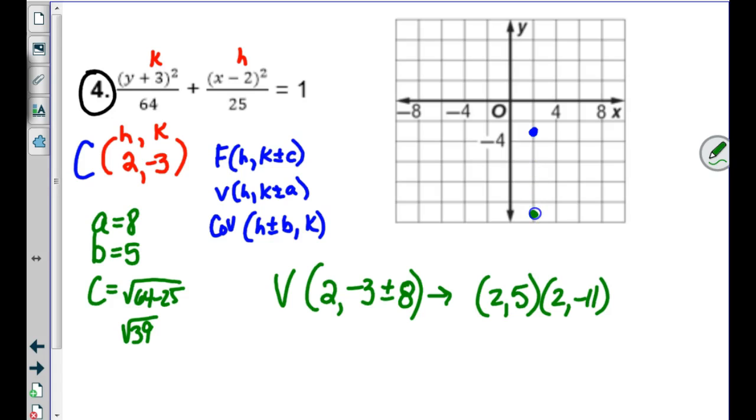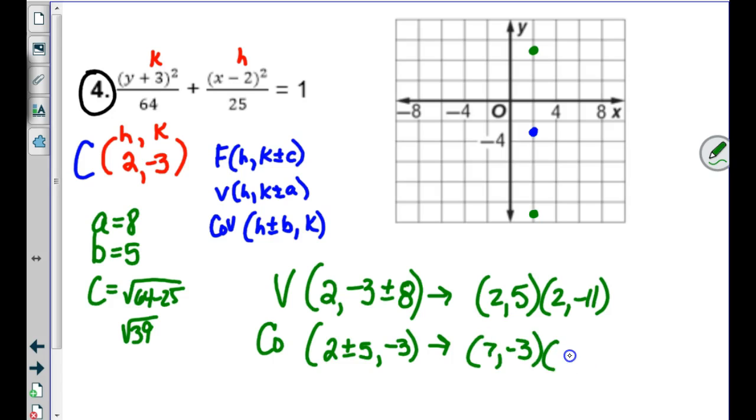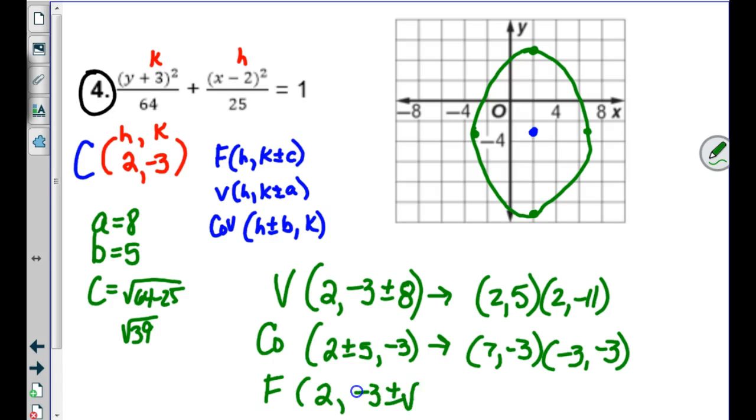Okay. The co-vertices are (7, -3) and (-3, -3). Anybody? And so the foci are at 2, -3 plus or minus the square root of 39. And I'm good enough with that.